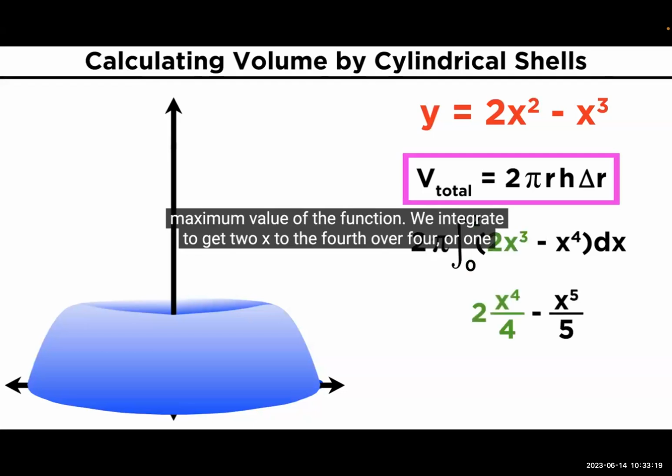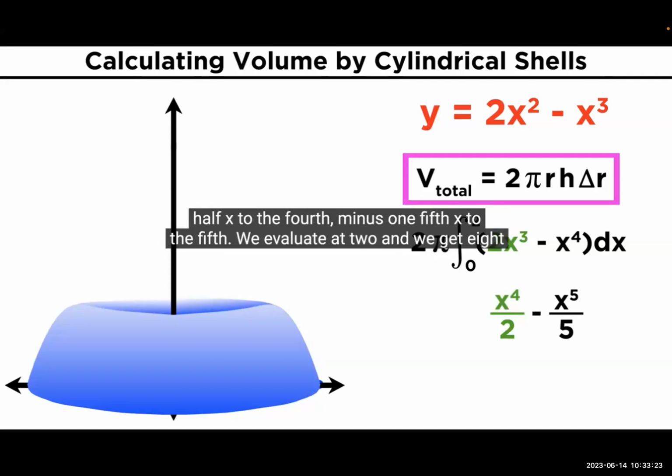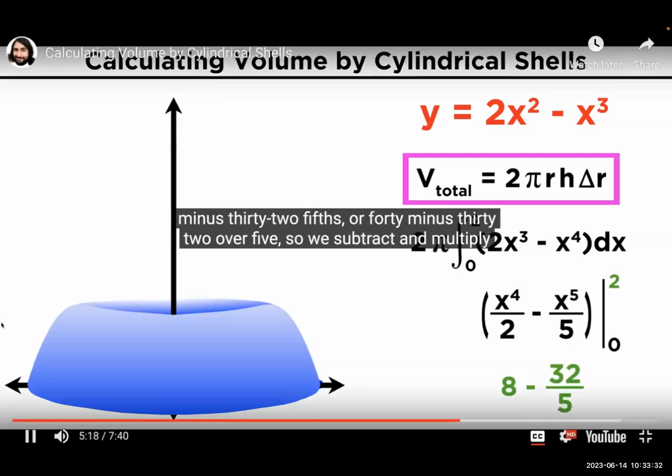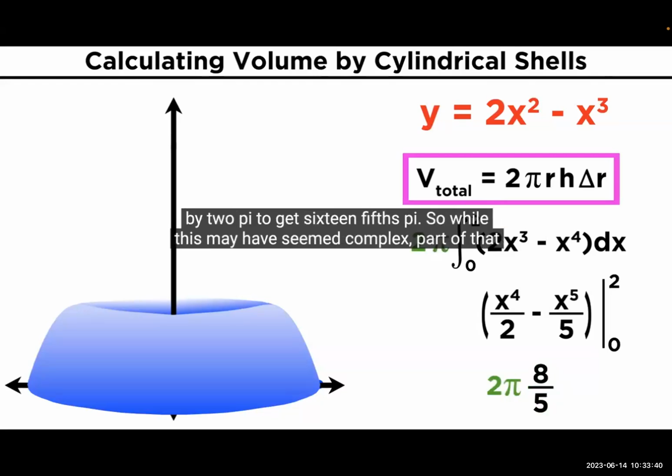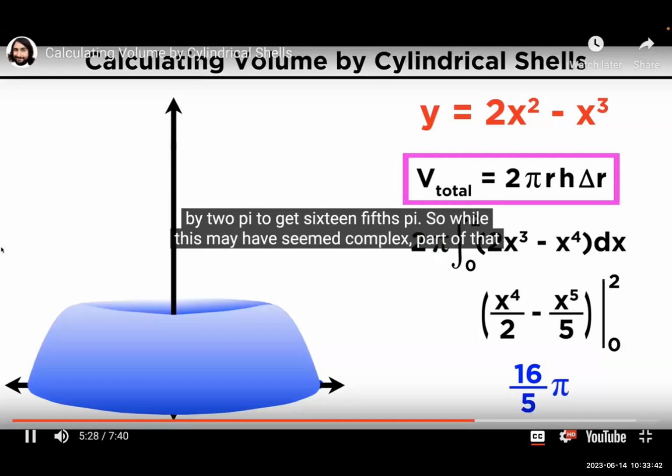We integrate to get 2x to the fourth over 4, or 1/2 x to the fourth, minus 1/5 x to the fifth. We evaluate at 2, and we get 8 minus 32 fifths, or 40 minus 32 over 5. So we subtract and multiply by 2 pi to get 16/5 pi.